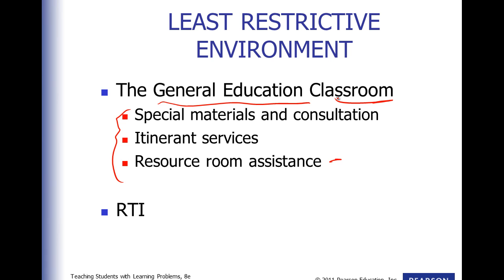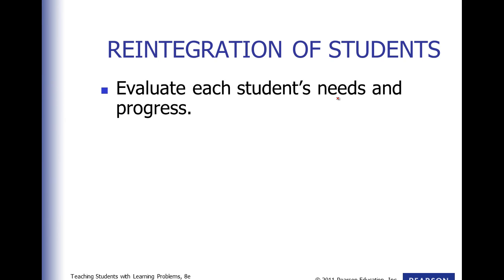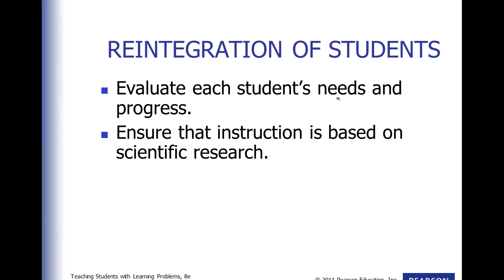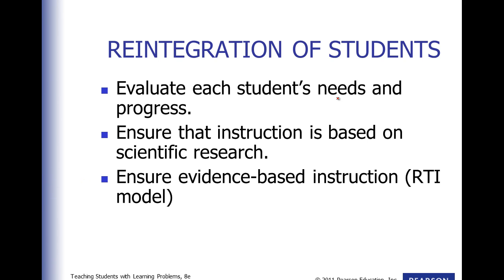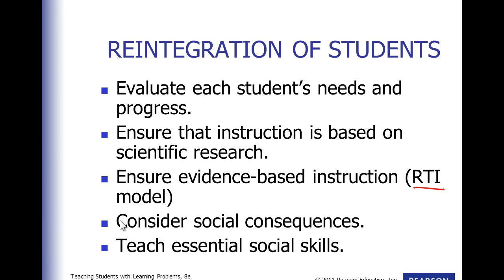You know about RTI? Response to intervention. Reintegration of students with this. Okay, evaluate each student's needs. Ensure that instruction is based on scientific research, evidence-based research like the RTI model. And consider social consequences, and that's a big one. Kids who are struggling with disabilities don't have friends. What happens if we place some either in or out of it? And then sometimes you have to very overtly teach essential social skills.